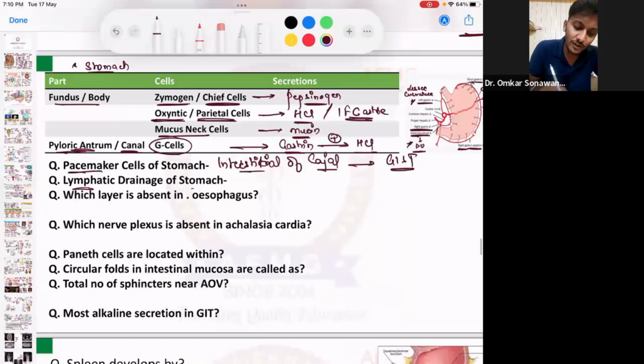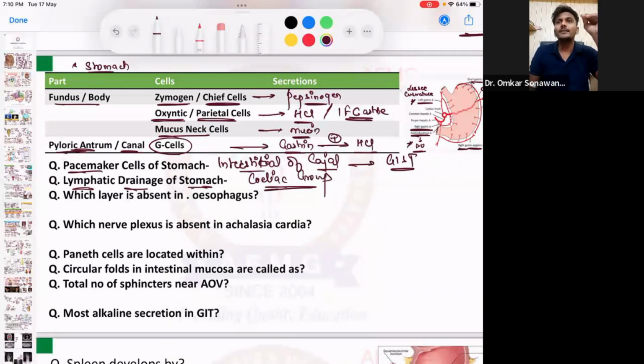Lymphatic drainage of stomach. Usually they drain in which lymph nodes? Lymphatic drainage of stomach is in the celiac group of lymph nodes. Okay, lymphatic drainage of stomach is in the celiac lymph nodes. No issues with this.